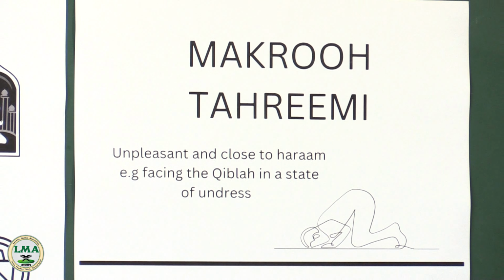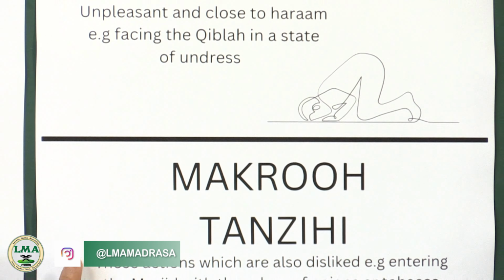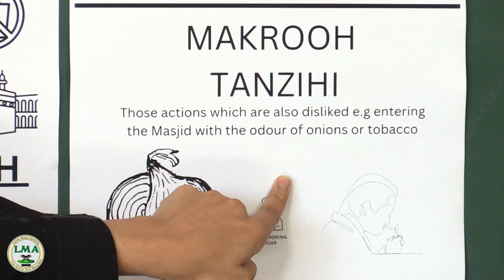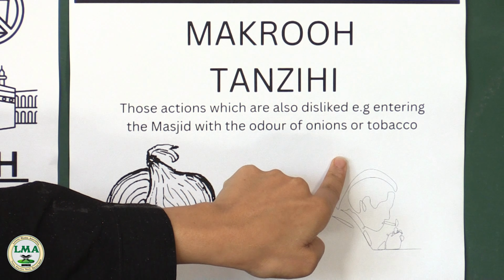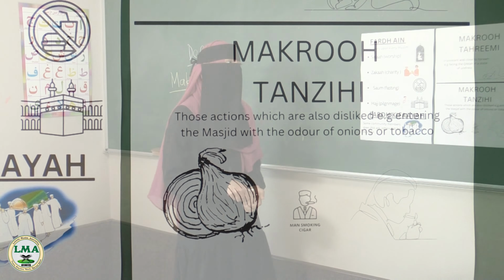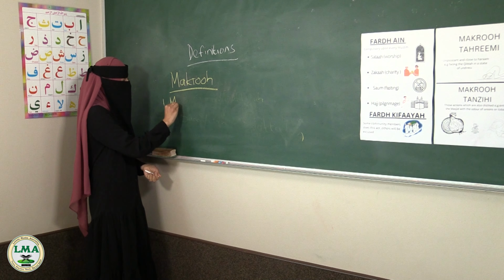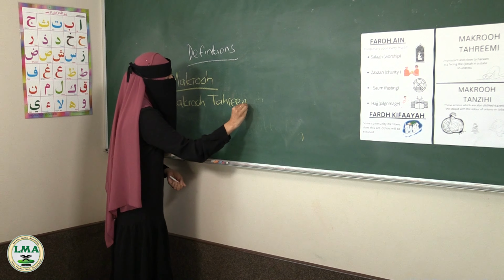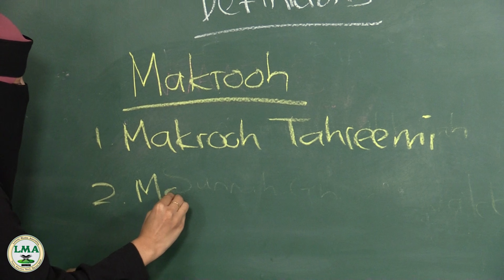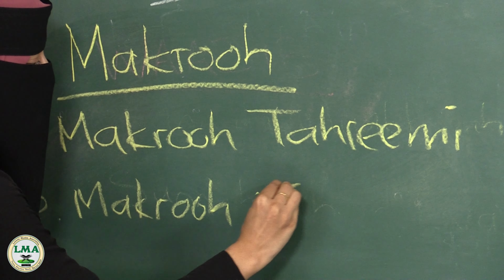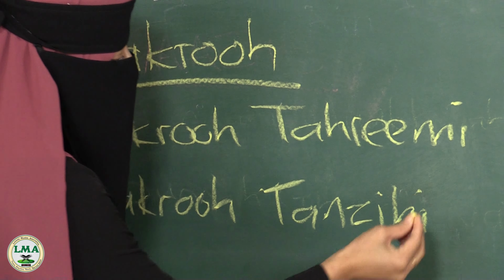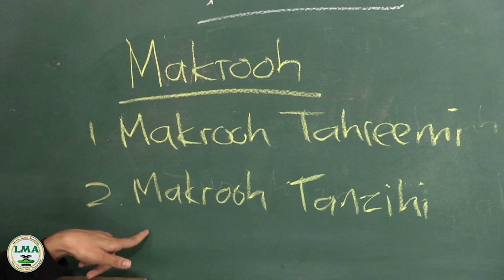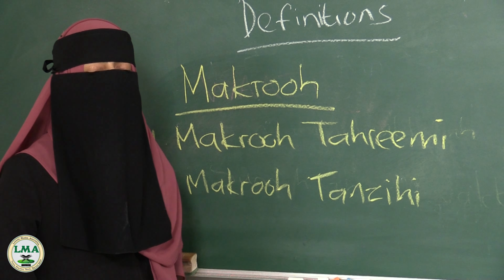And then we have the second type, which is called makruh tanzihi. Makruh tanzihi are those actions which are disliked by Allah Subhanahu wa Ta'ala. For example, entering the masjid with the smell of onion, the odor of onions or tobacco in one's mouth. So these two are very important. Number one, makruh tahrimi, which is close to haram and very disliked by Allah Subhanahu wa Ta'ala. And number two, makruh tanzihi, which is also disliked by Allah Subhanahu wa Ta'ala. This one is when you have an odor or smell of garlic, onions or tobacco in one's mouth when entering the masjid, then this is disliked by Allah Subhanahu wa Ta'ala.